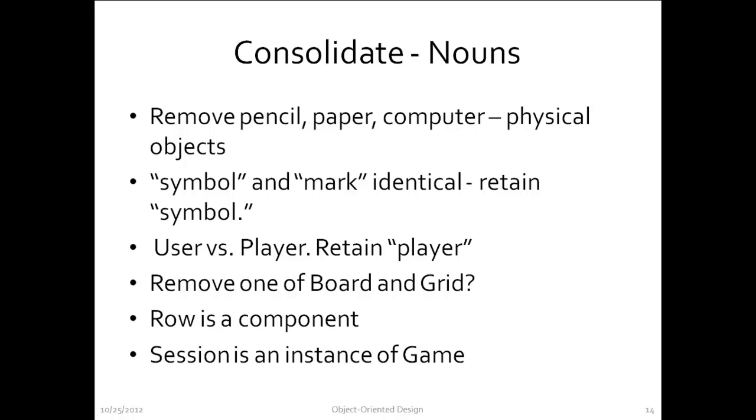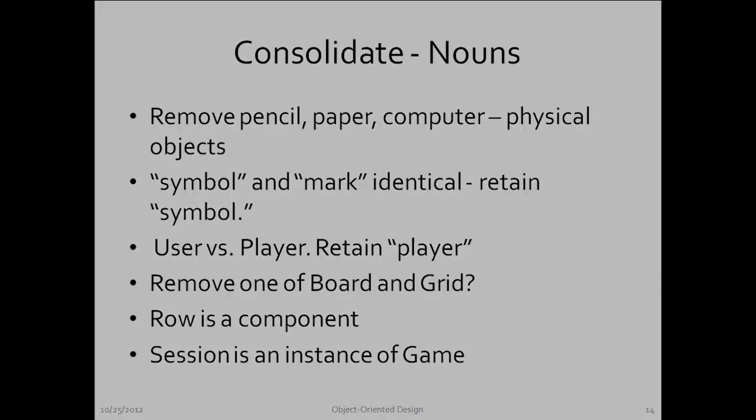Consider row as a component of game grid, and vertical row, diagonal row and horizontal row as essentially being different subclasses or instances of row. Don't quite know which ones yet. Consider session as being an instance of a game with score being either an attribute of the game or potentially of one of the two players.